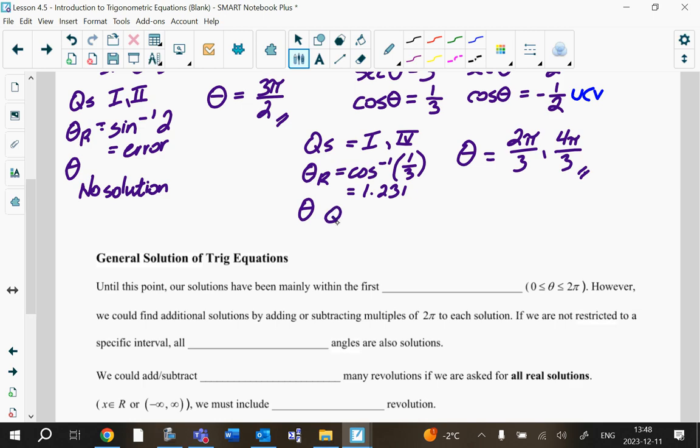And so my answers, again, they're in quadrant 1 and quadrant 4. Well, what's the answer in quadrant 1? The same as the reference angle. So there's another solution. Quadrant 4, I have to get it by doing the whole circle, 2 pi minus the reference angle. And that gives me 5.052, I believe.